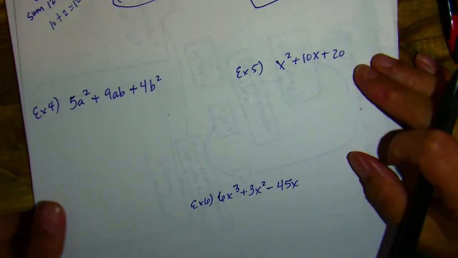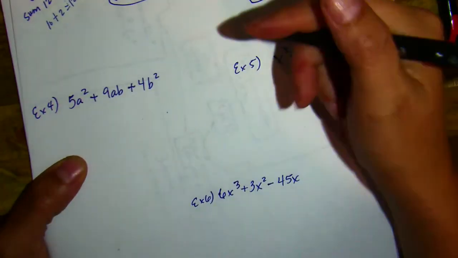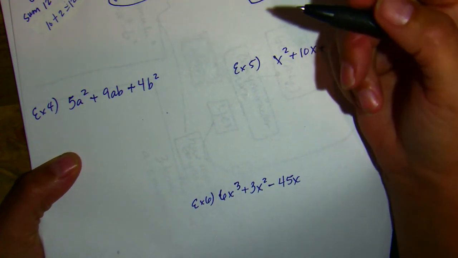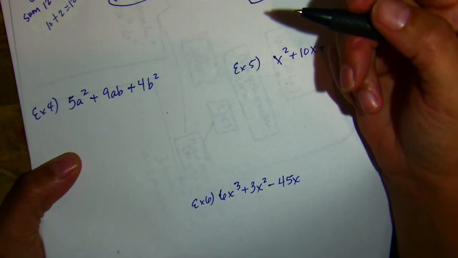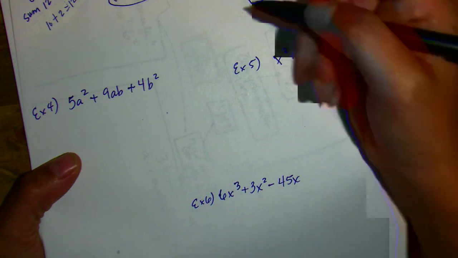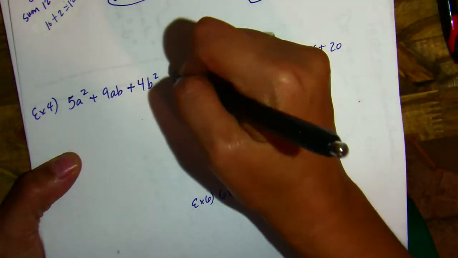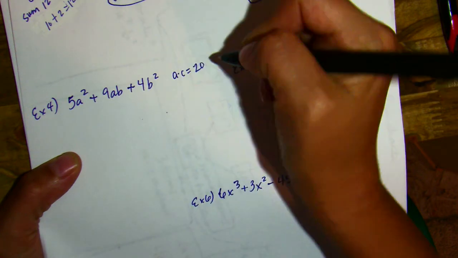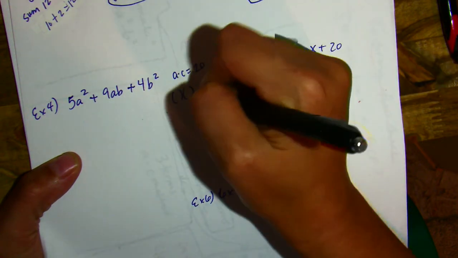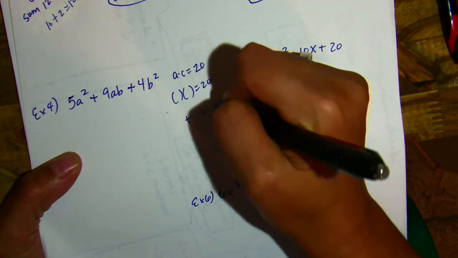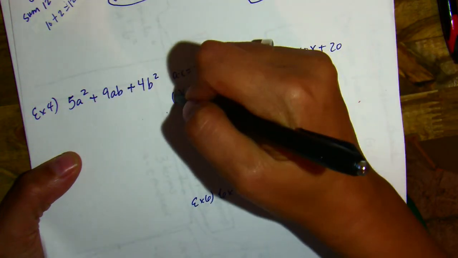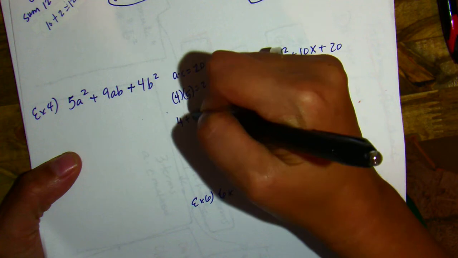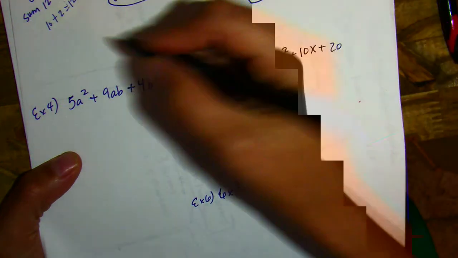What about this one? When we have two different letters, that's okay, we can do it. Again, I'm going to say temporarily ignore the letters for just a little while, and let's just focus on the numbers. So we have A times C, which would give me 5 times 4, 20. I need two numbers that multiply to be 20 that add up to be 9, my middle term. Did you see it already? 4 times 5 will give me 20, and 4 plus 5 will give me 9.